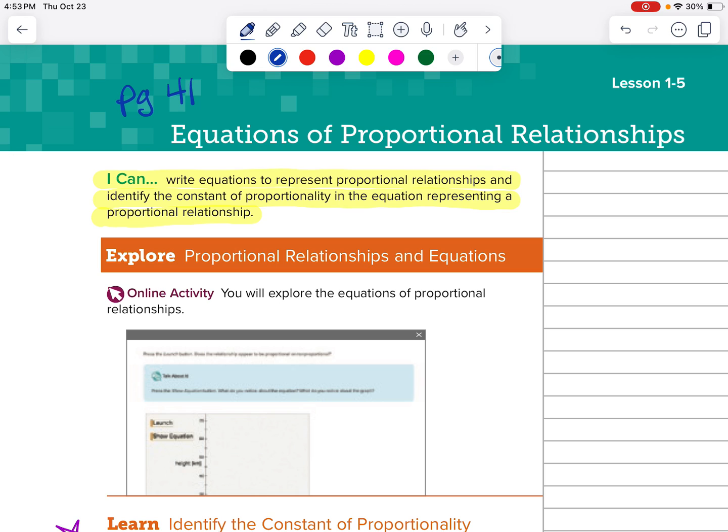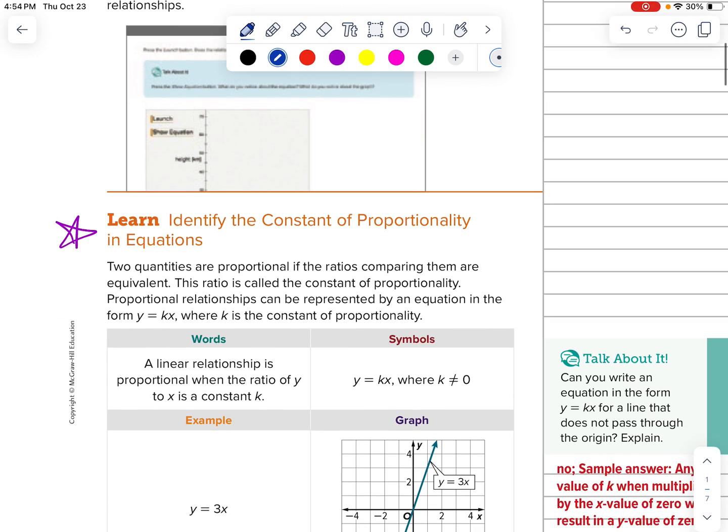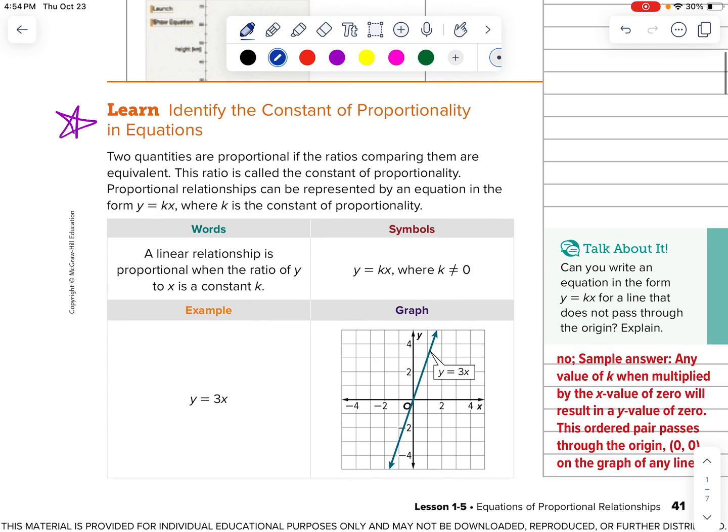So please notice the key word here is equations. We have already talked about tables and graphs. Today we're going to be talking about equations and how we can tell when they are proportional. We're also going to be talking about the constant of proportionality, or the letter K, just like we did with tables and graphs. Please look at the bottom of the page.